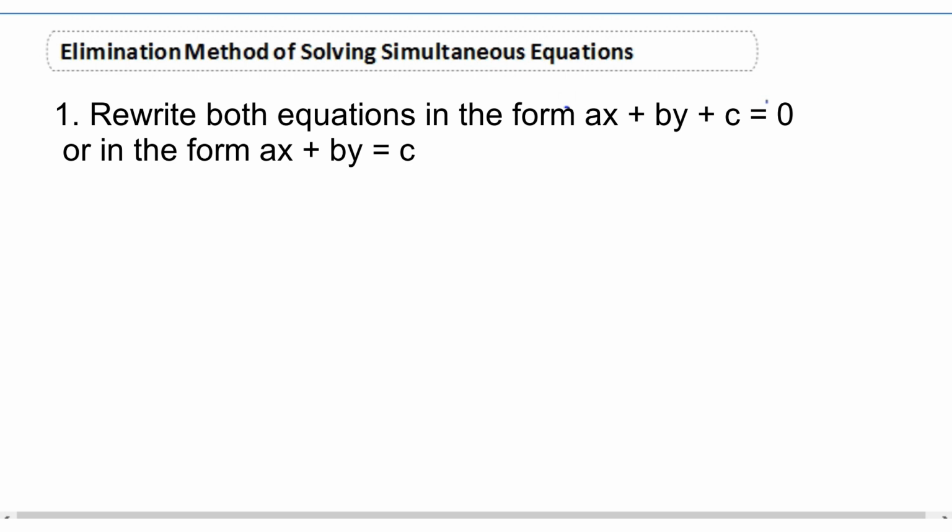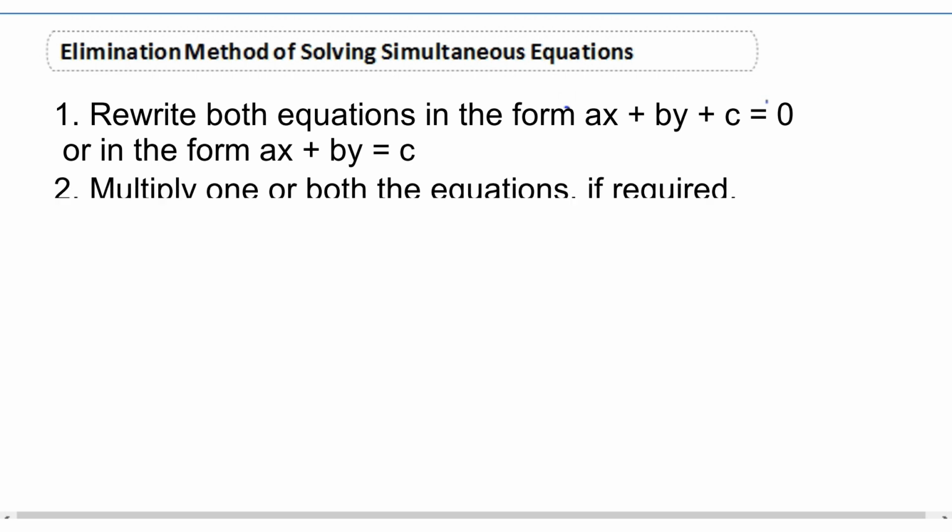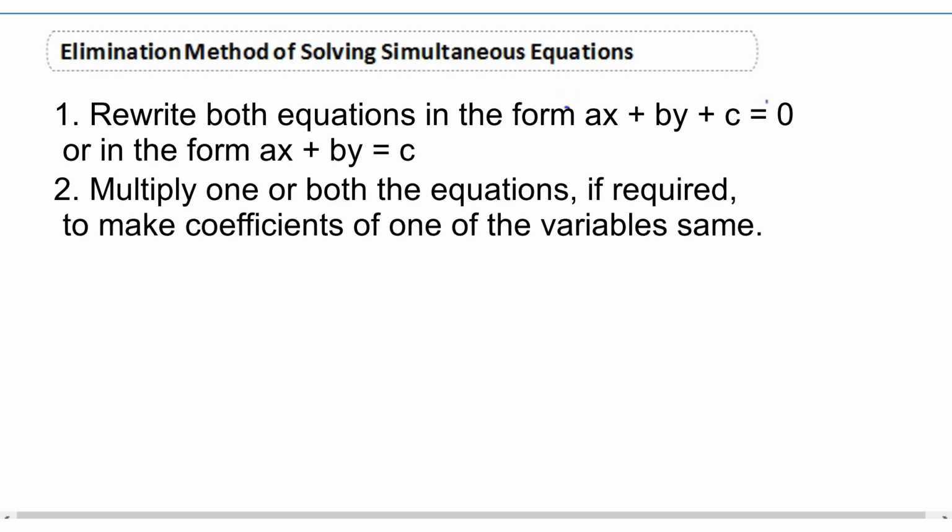Once we have done that, the second step is to figure out which variable can be eliminated, which one will be the easiest to eliminate, and whether we need to multiply any equations by any number. So the second step we would say is multiply each of the equations if required by some number to make the coefficients of one of the variables equal.